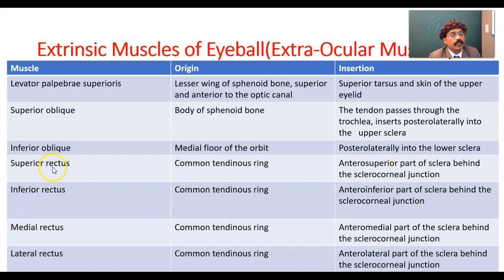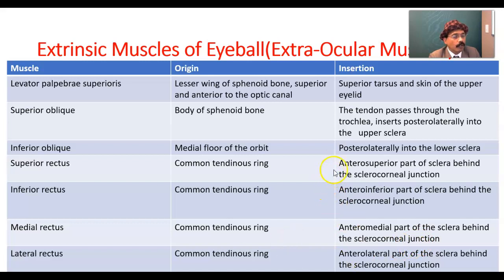Superior rectus means straight, and it takes origin from the common tendinous ring. It inserts into the superior part of the sclera behind the sclerocorneal junction. Like the superior rectus, the inferior rectus has a straight course, not oblique. It originates from the common tendinous ring and inserts into the anterior-inferior part of the sclera behind the sclerocorneal junction. Medial rectus originates from the common tendinous ring and inserts into the anteromedial part of the sclera behind the sclerocorneal junction.